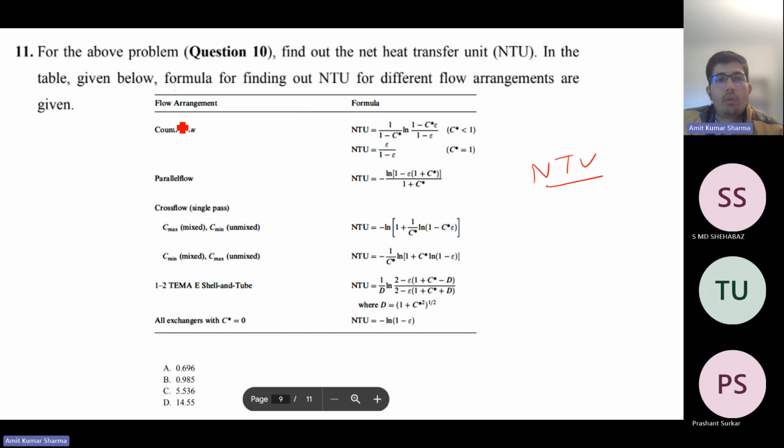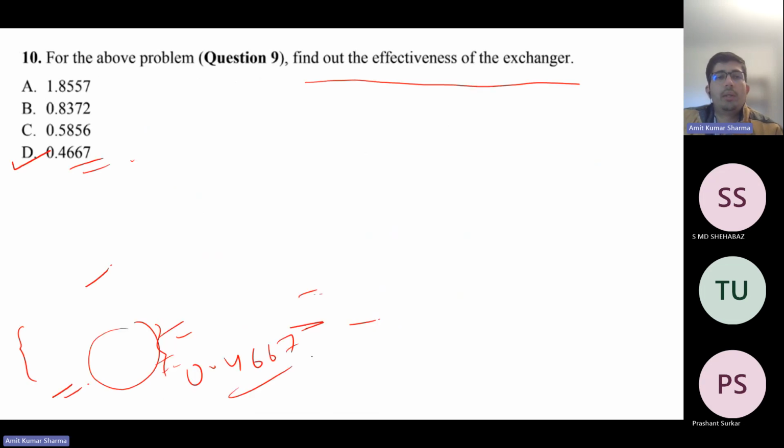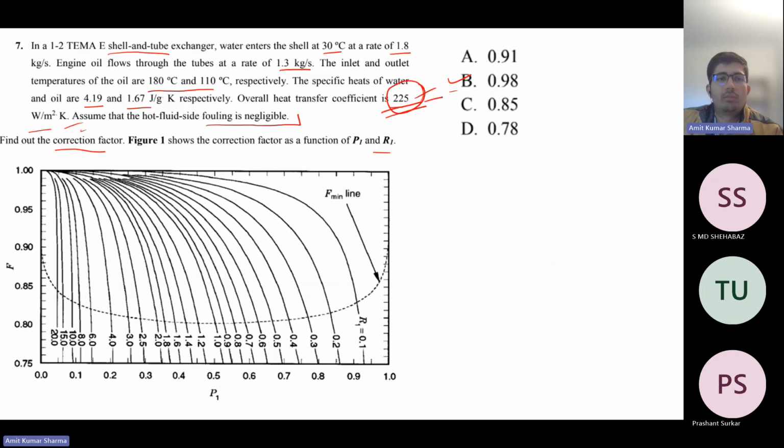In the table given below, formula for finding out NTU, we have also given the formula this time. Both different flow arrangements are given. So you have a given arrangement. Maybe I will show you the slides from here for 10 seconds each. Maybe you can try to remember the required things to find the NTU.